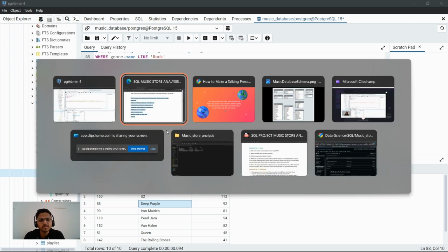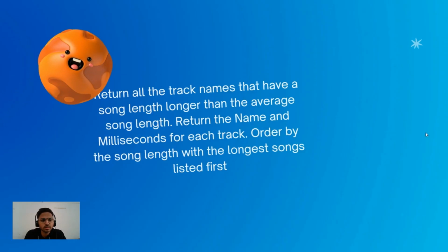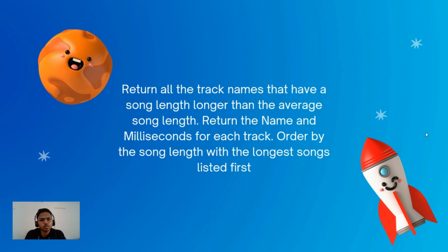Now let's see the third one. Okay, guys, let's start with the third moderate question. It says return all the track names that have a song length longer than the average song length. First of all, we will find out the average song length, and we only want to return the track names whose song length is longer than that. Return the name and milliseconds for each track, so we want to return the song name and the time for it. Order by song length with the longest song listed first, that is, sort in descending order.